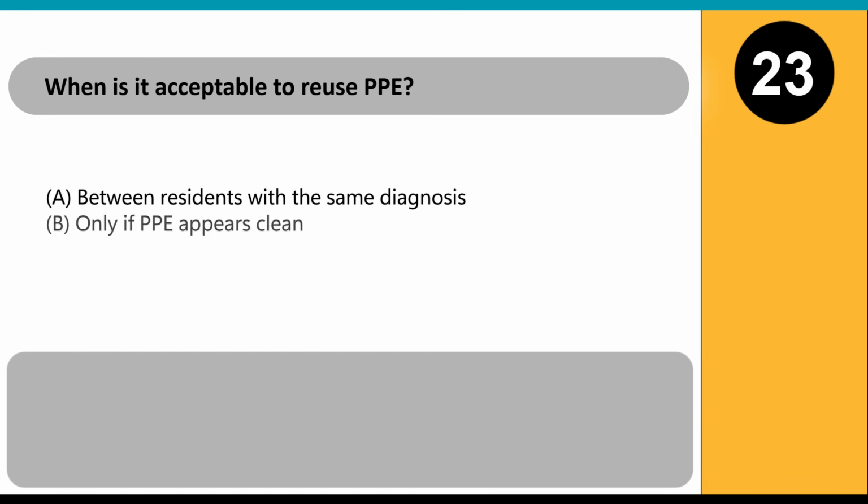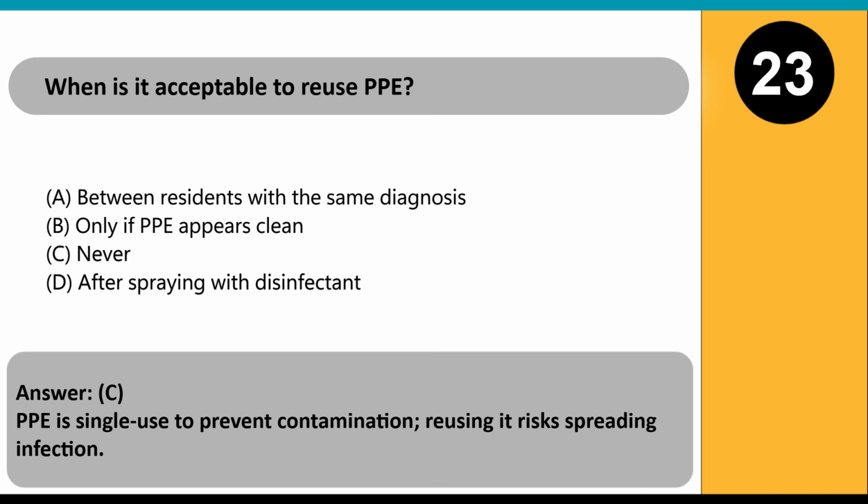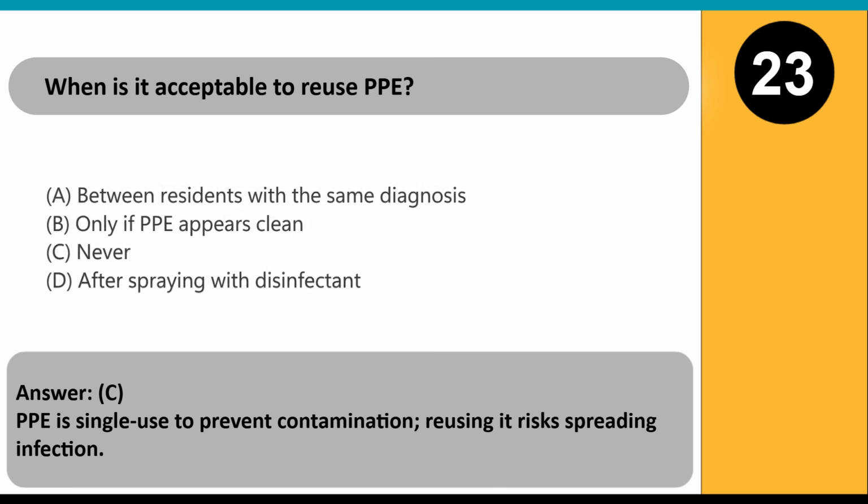When is it acceptable to reuse PPE? A. Between residents with the same diagnosis. B. Only if PPE appears clean. C. Never. D. After spraying with disinfectant. Answer C. PPE is single-use to prevent contamination. Reusing it risks spreading infection.